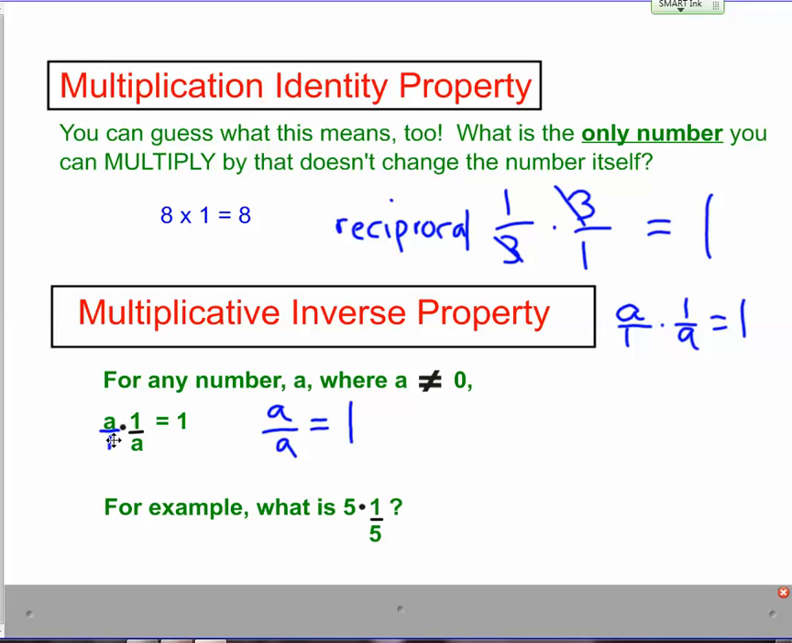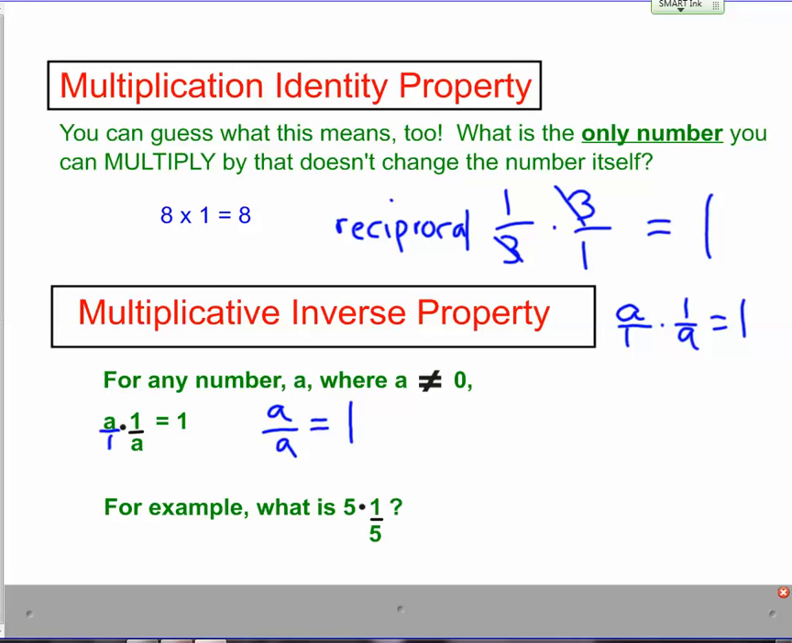So for this one, we said for any number A where A is not equal to 0, what do I have to multiply A by to get 1? I have to multiply it by its reciprocal, 1 over A. So just put A over 1 and then flip it upside down. I get 1 over A, and that's what I multiply to get 1, because these are reciprocals. And the meaning of the word reciprocal means you need two numbers whose product is 1. So think of, for example, 5 times a fifth. If I take a fifth of 5, I get 1. 5 groups of a fifth is 5/5, which is 1 whole.